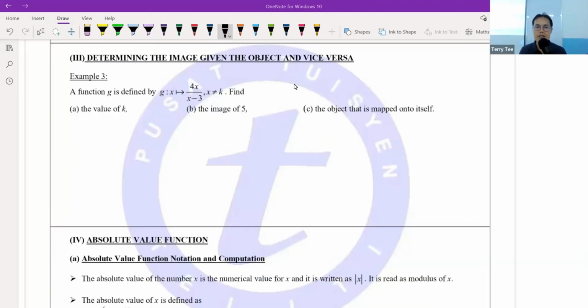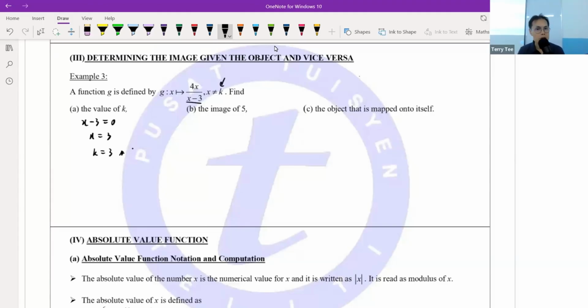Okay, function g is defined by g(x) equals 4x over x minus 3, where x is not equal to k. So find the value of k. So number one, do you still remember this one? A function becomes undefined when the denominator is 0. What's your denominator here? Denominator is x minus 3. We let it be 0. Your x is 3. So in this case, they say x cannot be k, right? So k is 3.